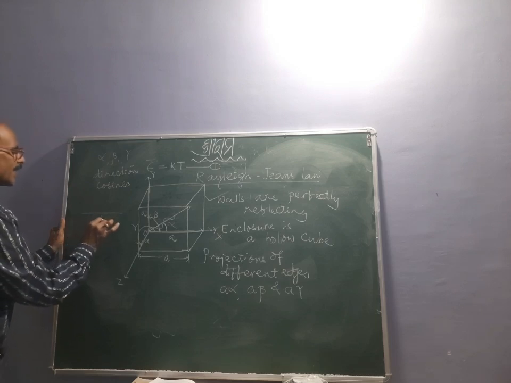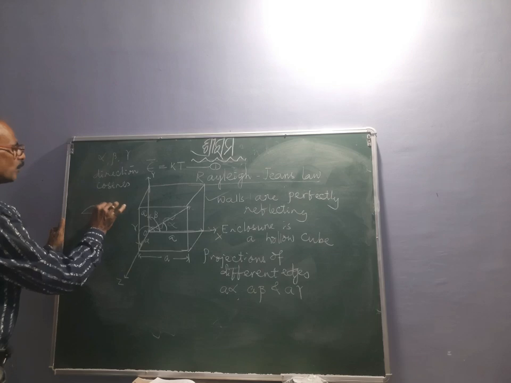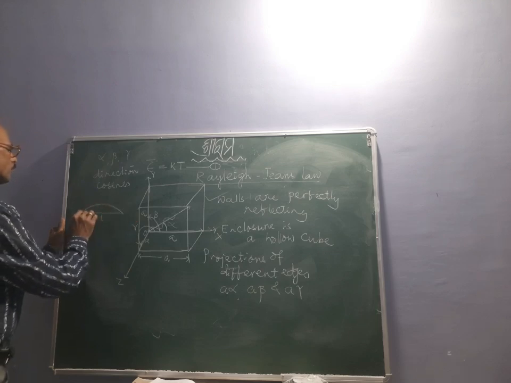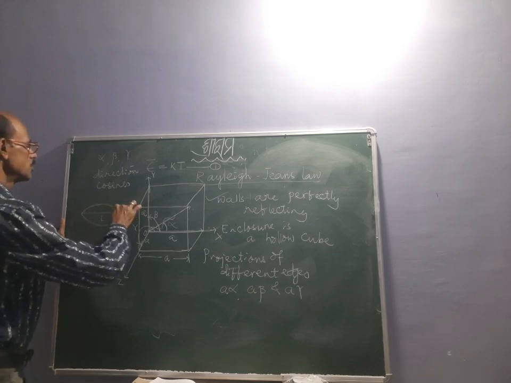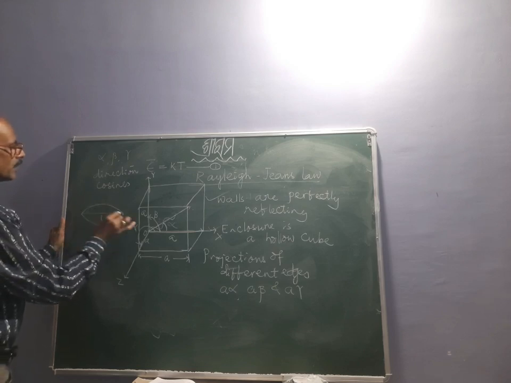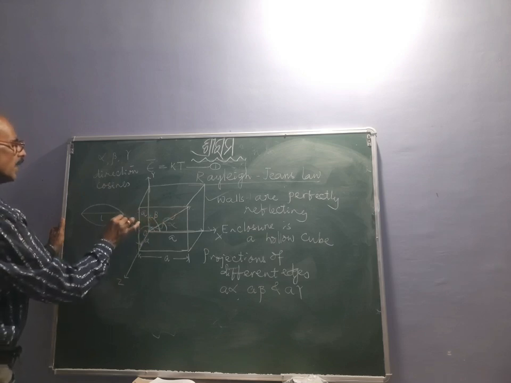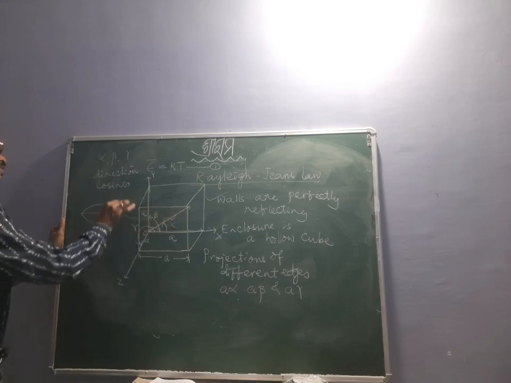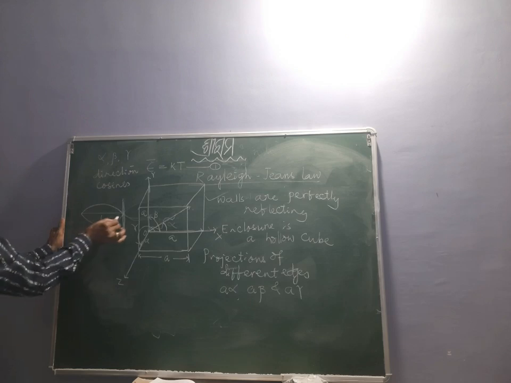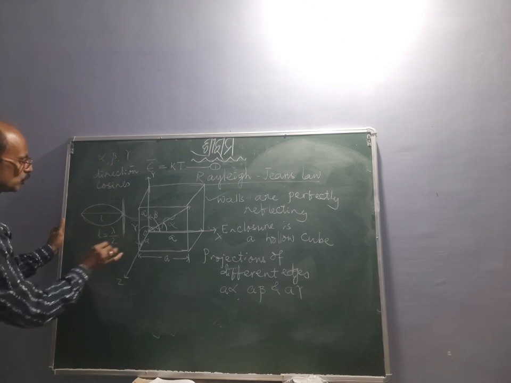Suppose this is length L and the fundamental mode of vibration is this. That means it is half of the wavelength. That means the next part is like this. So this is half of the wavelength. Then L is equal to lambda by 2. Then lambda is equal to 2L.